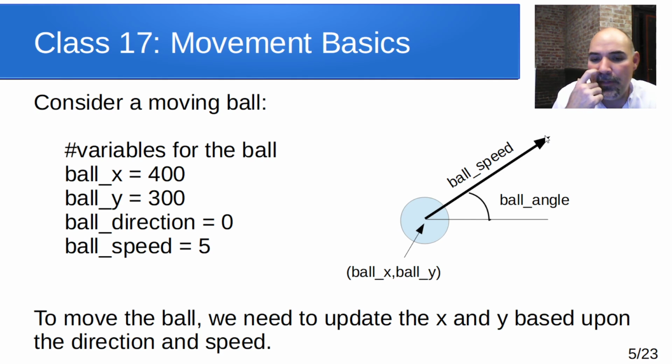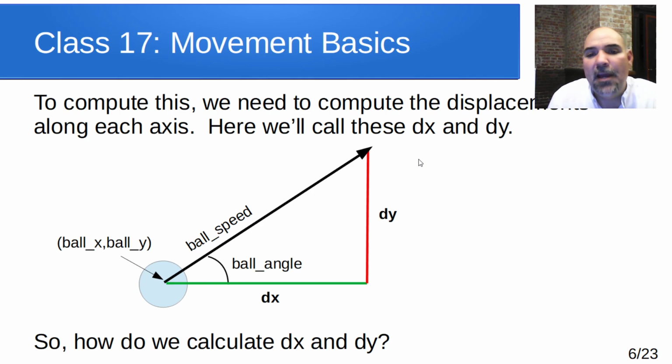So to move the ball, we need to update the X and Y position, the ball X and ball Y, to a new position that it moved to based on the direction and the speed. So to compute that, we're going to need to compute the displacements along each axis. In other words, if I want to know where the ball ends up in X, I need to figure out how far it moved in X and how far it moved in Y. But I don't have dx and dy right now. I don't have those displacements. I need to calculate those. All I have is the speed and the angle. So how can I compute the dx based on this angle and that speed?